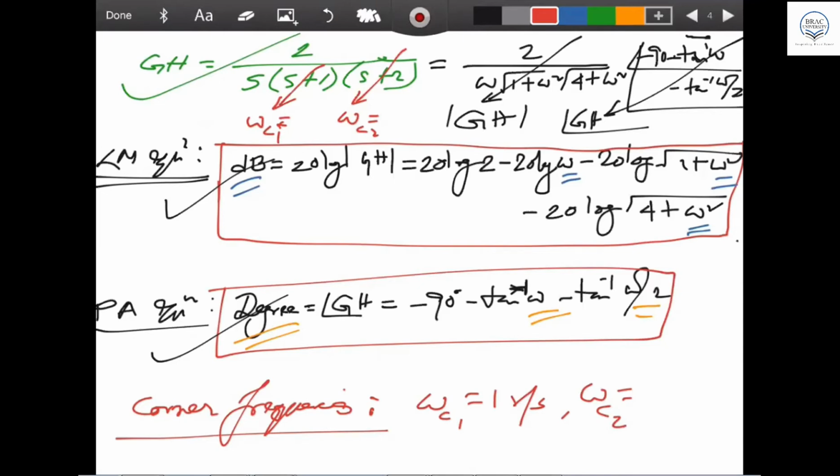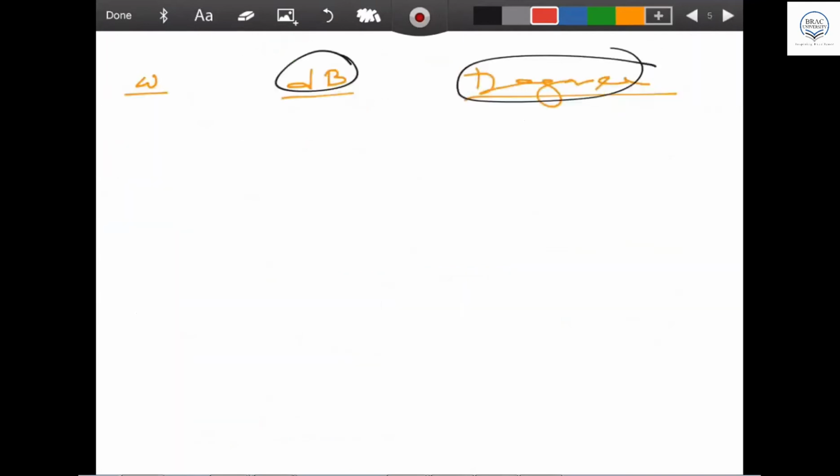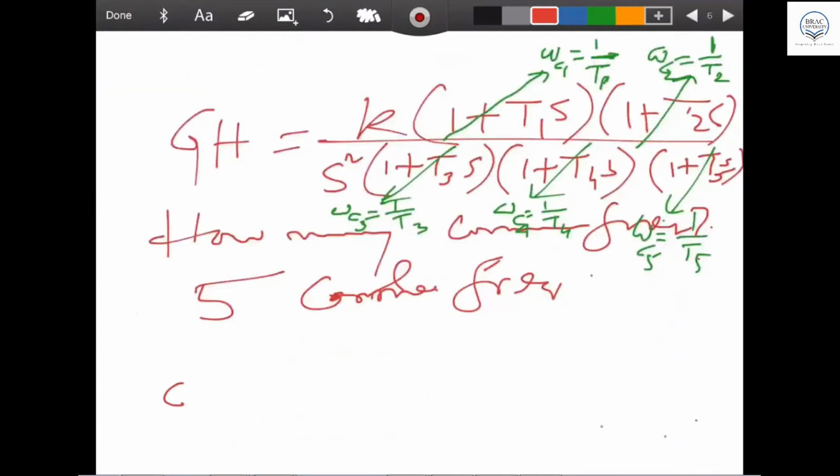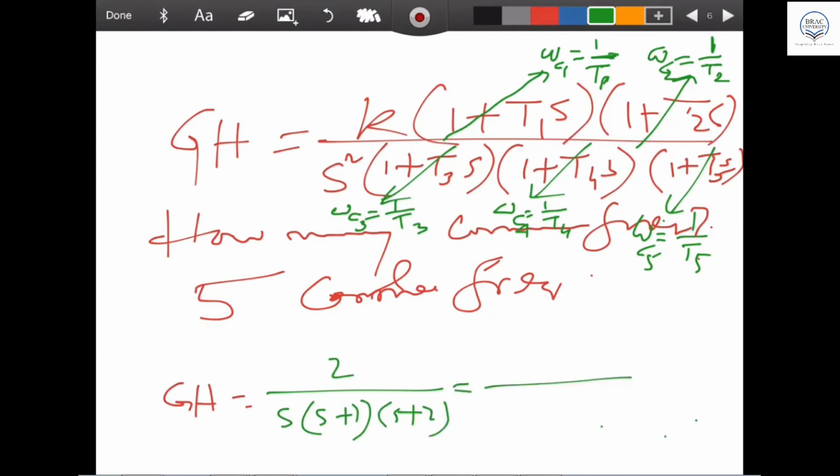Omega C2 equal to what? Anybody? Radian per second. Okay, if you compare it with this, let's say that one was like this: 2 divided by S into S plus 1, S plus 2. You take out 2, then 2 by 2 is 1, and then you get 1 by S, and this is 1 plus 0.5 S. You can just imagine like this, right? You take out 2. Omega C2 is equal to 2 radian per second.